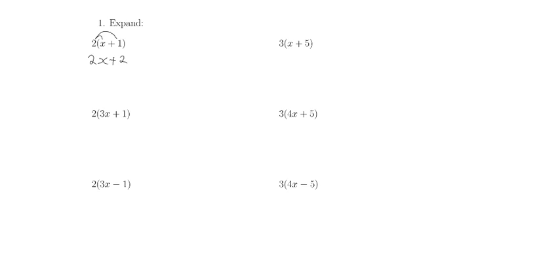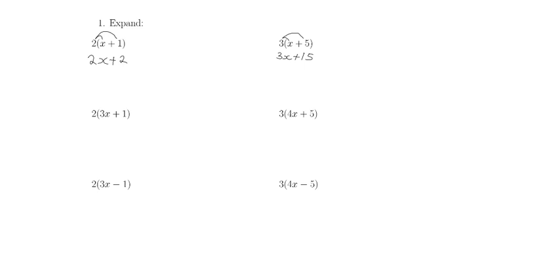Let's have a look at the next one. So here we have 3 outside the bracket and x plus 5 inside. So what we have to do is 3 times x, and then 3 times plus 5. 3 times x we can write as 3x. 3 times 5 is 15. So the answer is 3x plus 15.